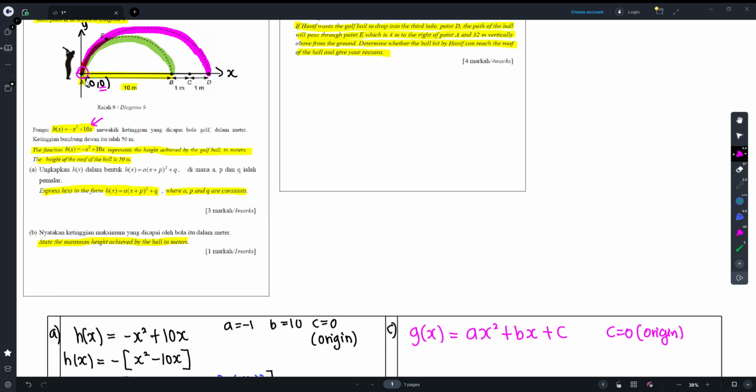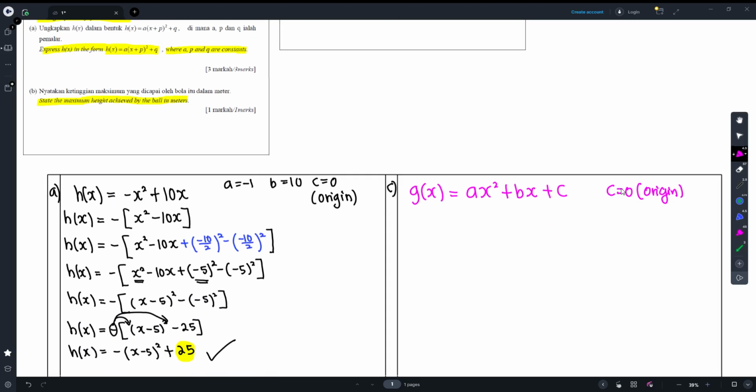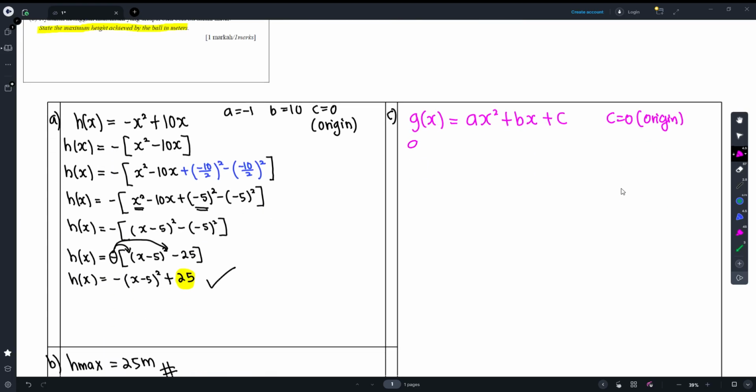So my y value will be 0. So my y-intercept will be 0. So I can make my g(x) equivalent to ax square plus bx. So I'm going through 2 points. One is point E, which is 4 and 32.